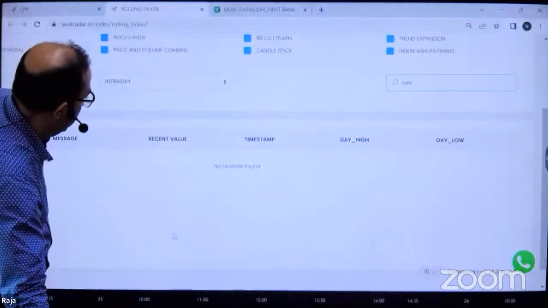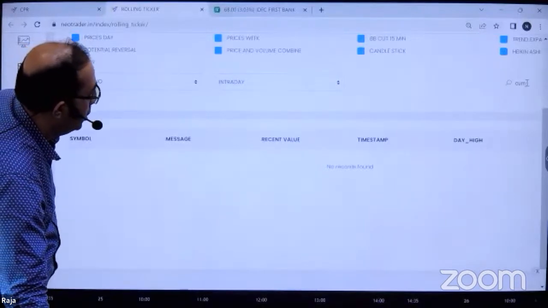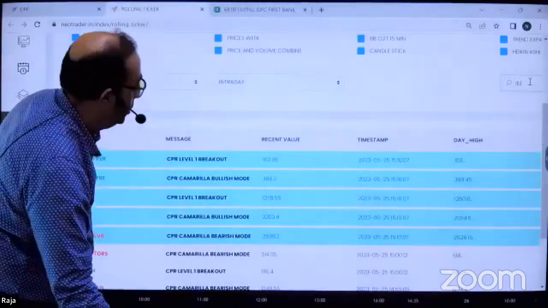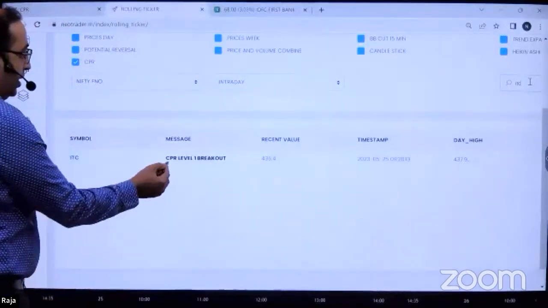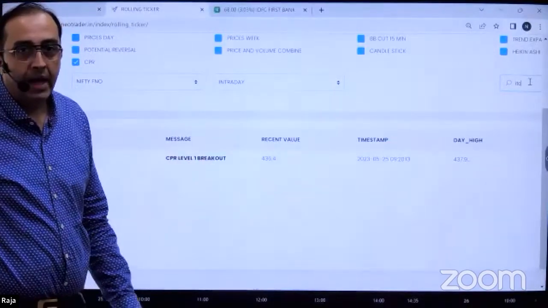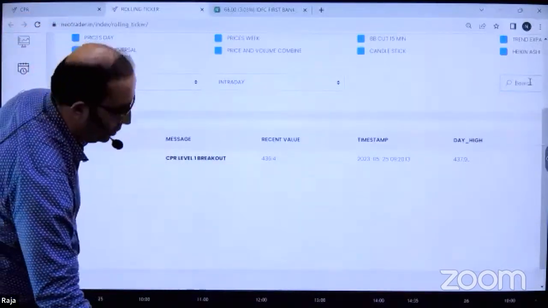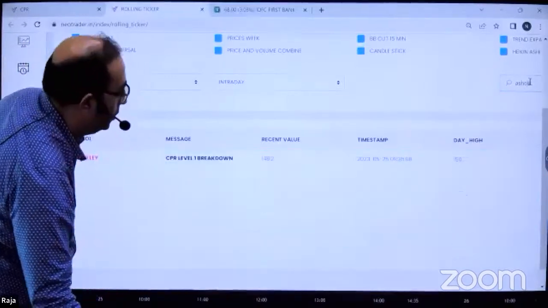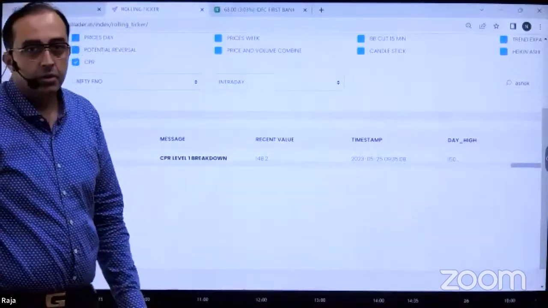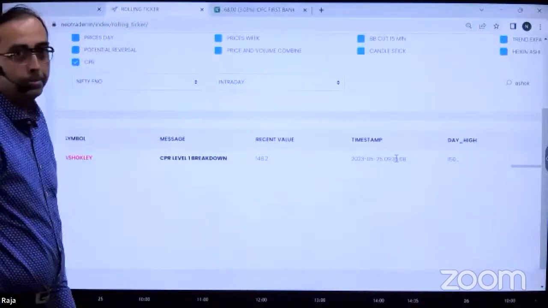No, there was no trade on it. It was not a move here. ITC, you can see here, is a CPR level 1 trade. Ashok Leyland was a breakdown, right? So immediately you got the trade at 935.